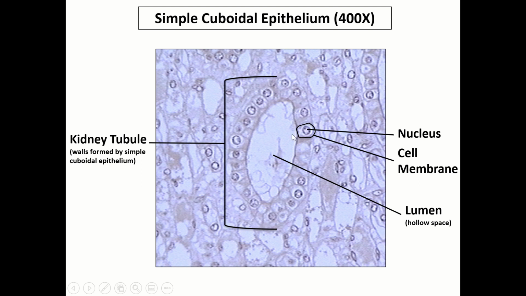As with any hollow tube, you're going to see the hollow space here is the lumen. Since this would be a kidney tubule, you'd see the early stages of urine passing through this tubule. I have gone ahead here in the slides and shown you the marking of your cell or plasma membrane, along with labeling the nucleus. That way you can identify individual cells. So that's simple cuboidal epithelium.